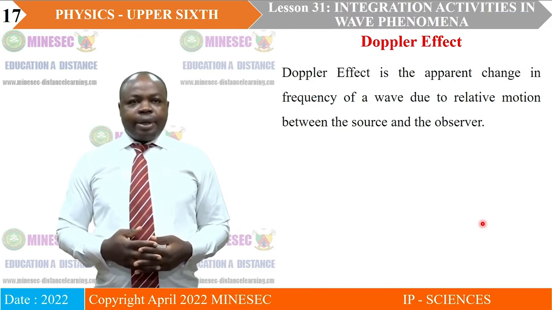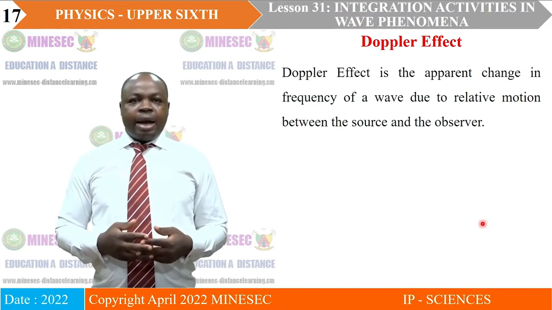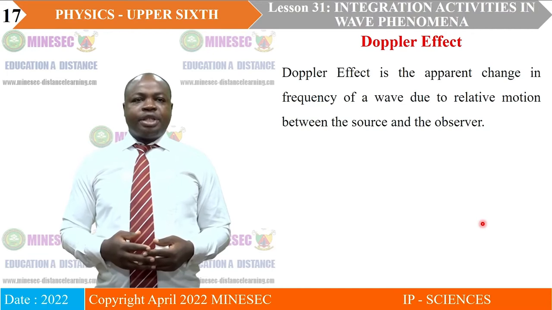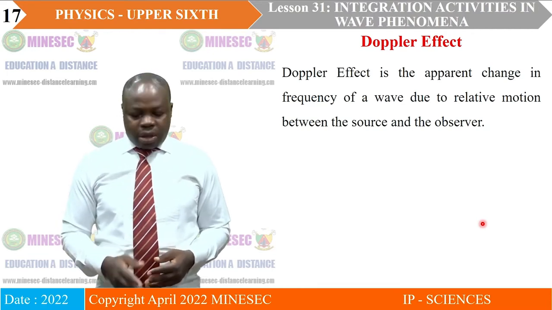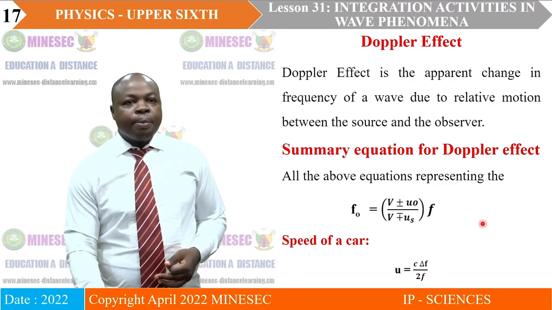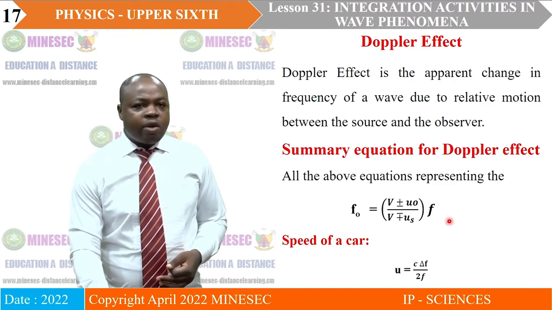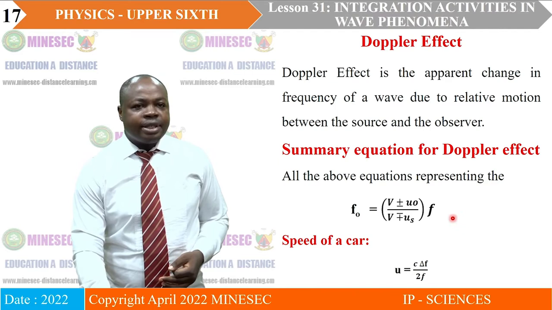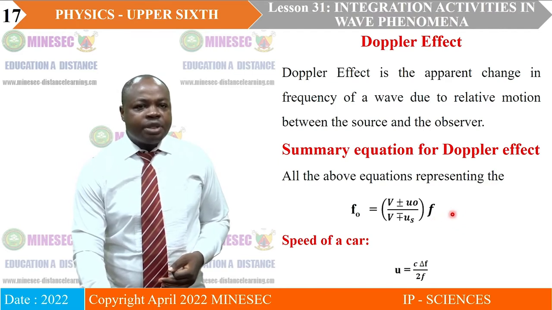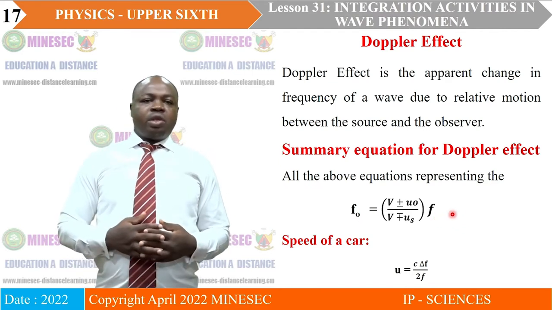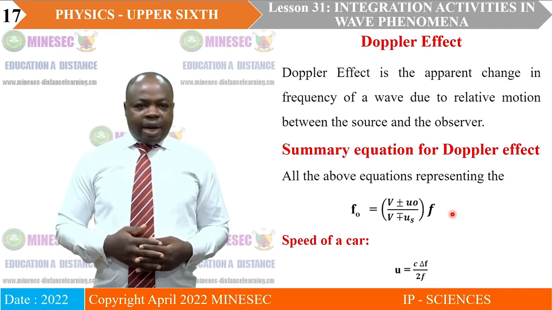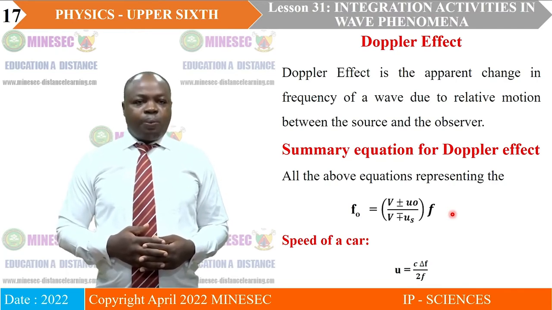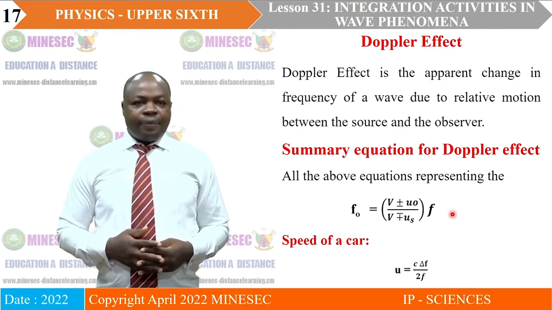Doppler effect is the apparent change in frequency of a wave due to relative motion between the source and the observer. And the summary equation in Doppler effect is given by this equation: f0 equals fs times (v plus or minus u0) divided by (v minus or plus us).